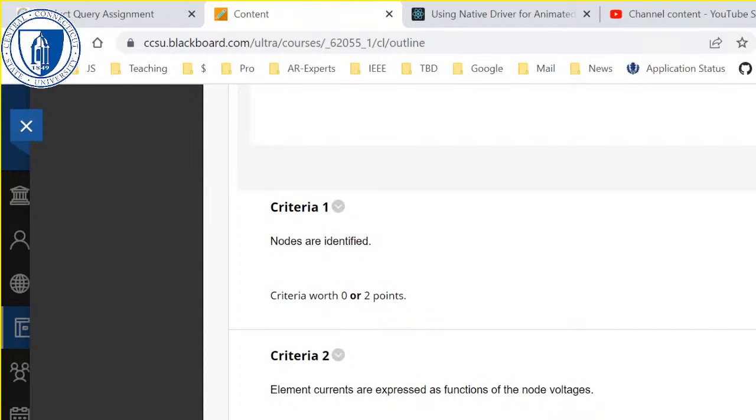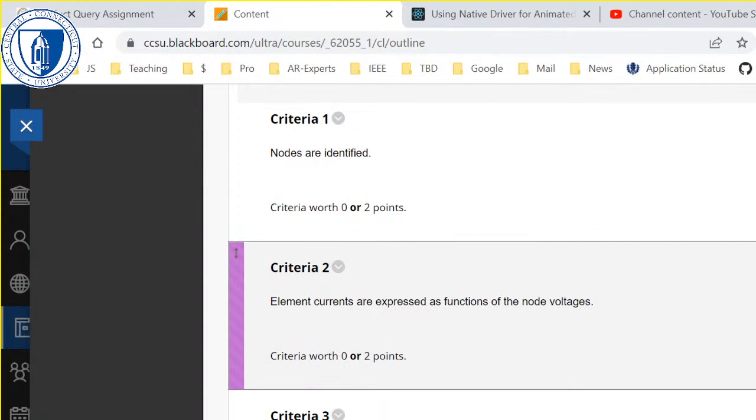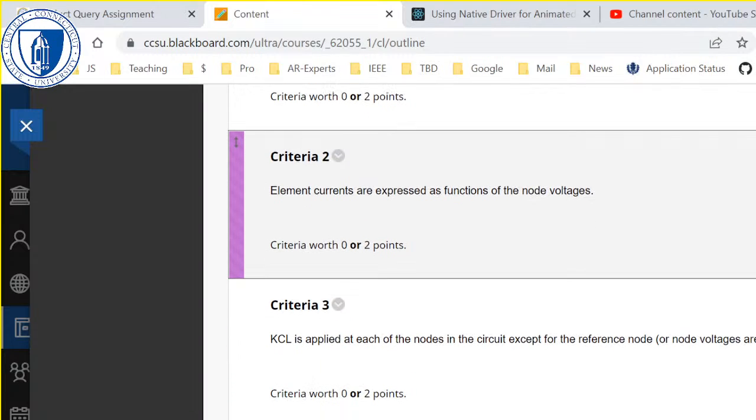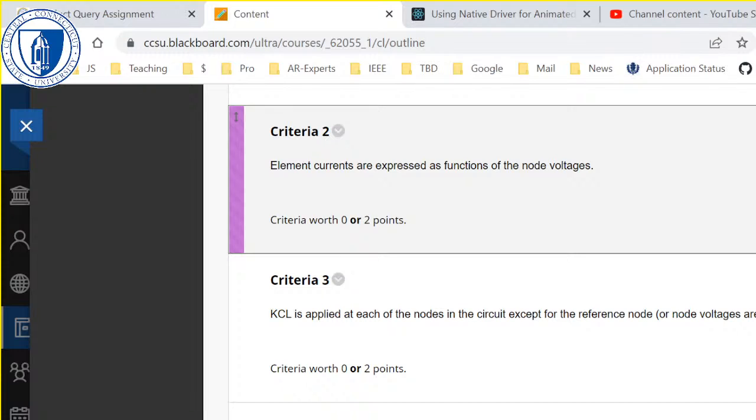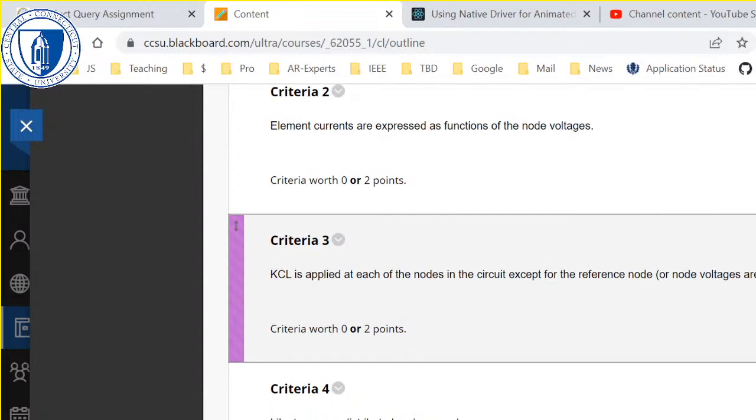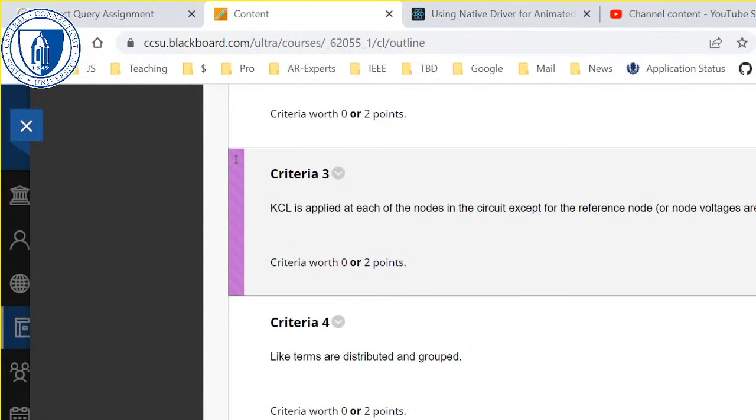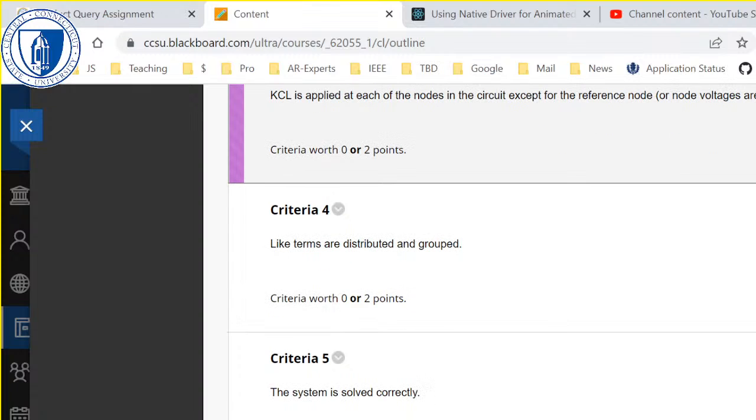So the things that I want you to do are basically to follow the nodal analysis algorithm. Have you identified the nodes? Are the element currents expressed as functions of the node voltage? Is KCL applied at each of the nodes in the circuit except the reference node, or node voltages directly inferred if we get a freebie? Terms are distributed in groups and you solve it. Right? And when you grade another student's work, it's going to ask you to check off those 5 criteria. Okay?